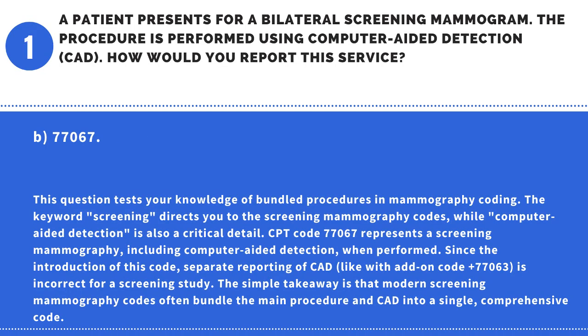Answer: B. 77067. This question tests your knowledge of bundled procedures in mammography coding. The keyword screening directs you to the screening mammography codes, while computer-aided detection is also a critical detail. CPT code 77067 represents a screening mammography, including computer-aided detection, when performed.